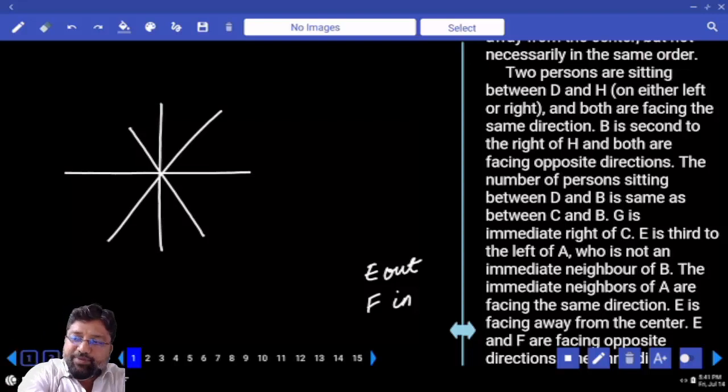But two people are sitting between D and H, either to the right side or left side, either on the right or left. So two persons are sitting between D and H. Can I go for the first case here? What is the other possibility? I can take H to our left side. Two persons are sitting between D and H. B sits second to the right of H and both are facing opposite directions.